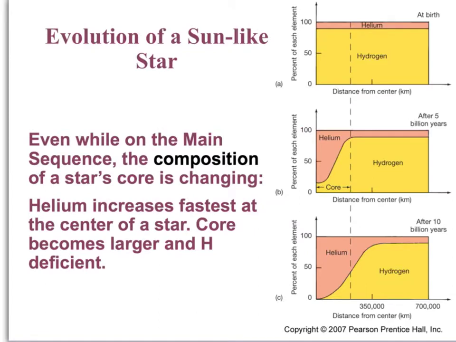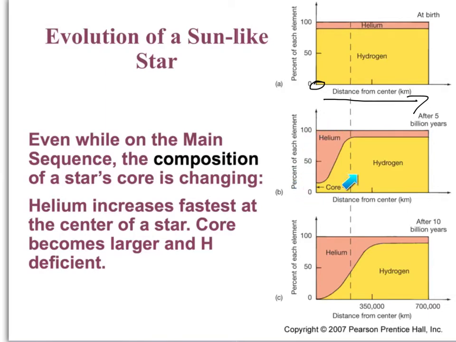So even while stars are on the main sequence, they're also changing. So if we look over here, we can think about this as being the center of the star, and here is moving away from the center of the star. And here would be when the star is born. And you can see that there is a much greater proportion of hydrogen than helium. So even internally, even when it's stable, there is this internal compositional change that's happening.